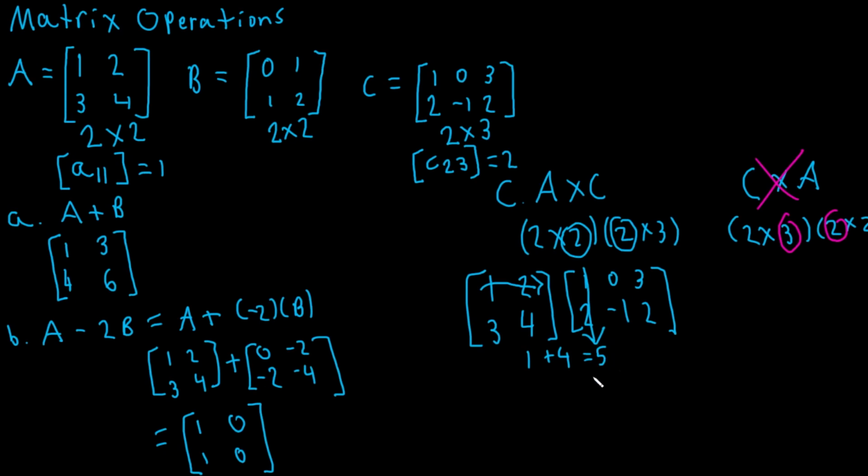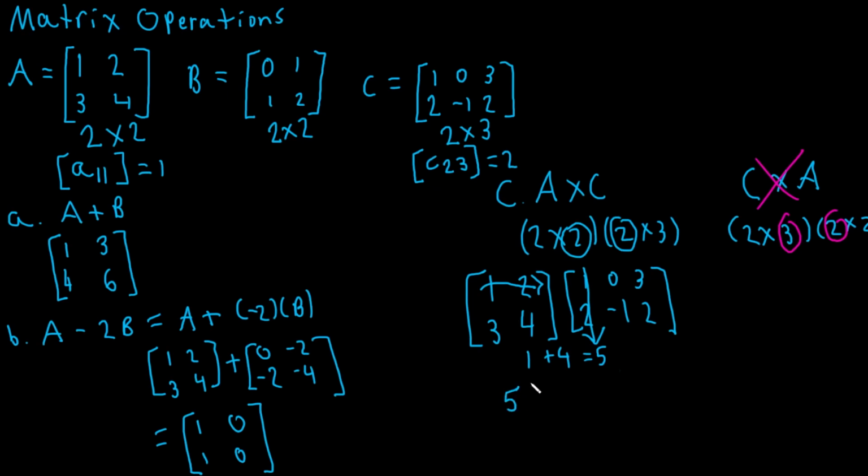I'll reiterate because that was very important, and that's basically what we're going to do for every single entry in our new matrix. We multiplied row 1 by column 1, and we took every single entry in row 1 and multiplied by every single entry in column 1, and we added them together, and that gave us an entry in our new matrix. So now the question is, which entry is this? Well, if we multiply row 1 by column 1, then it's going to be entry 1, 1. If we multiplied row 1 by column 2, then it's going to be entry 1, 2, and so on. So here we got entry 1, 1.